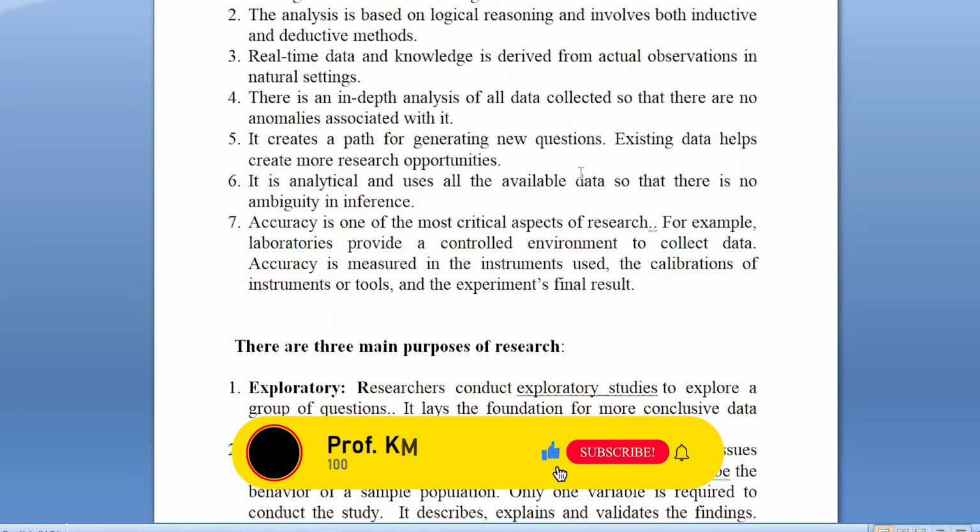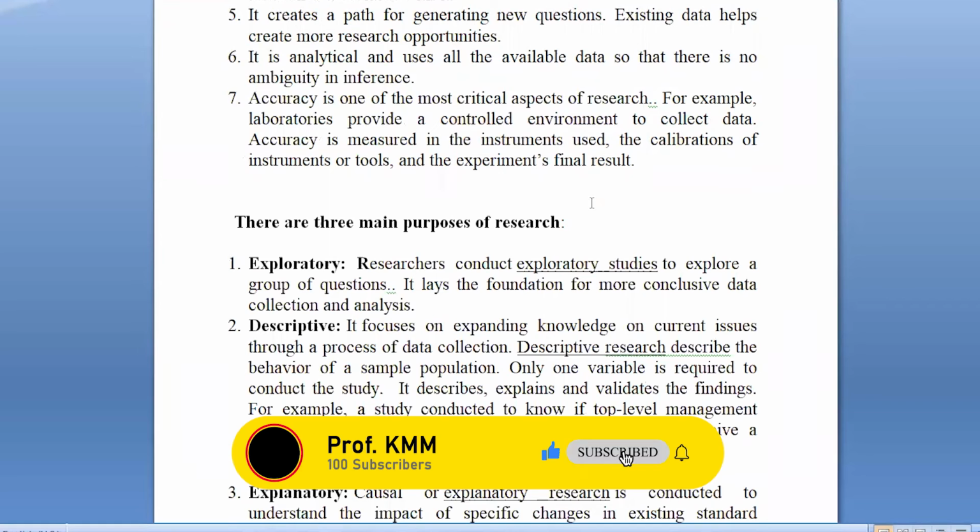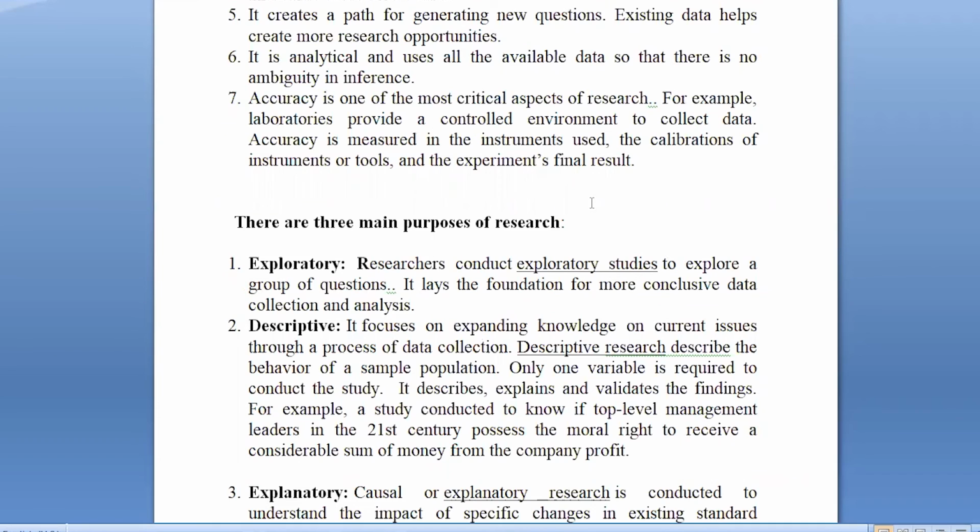Descriptive. It focuses on expanding knowledge on current issues through a process of data collection. Descriptive research describes the behavior of a sample population. Only one variable is required to conduct this study. It describes, explains, and validates the findings. For example, a study conducted to know if top-level management leaders in the 21st century possess the moral right to receive a considerable sum of money from the company profit.